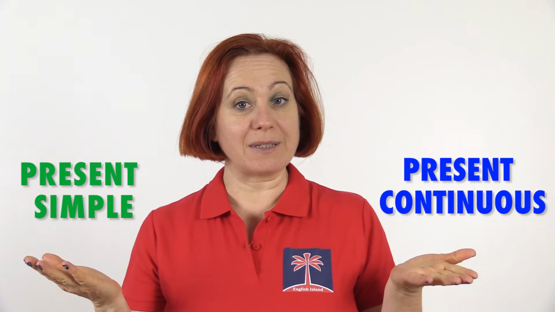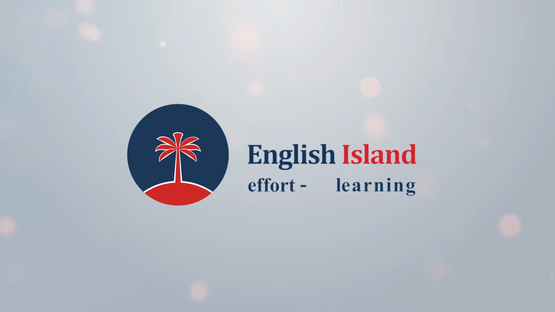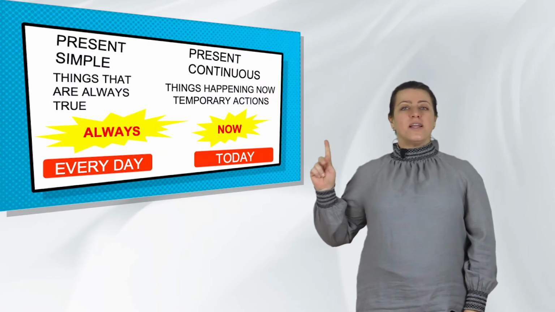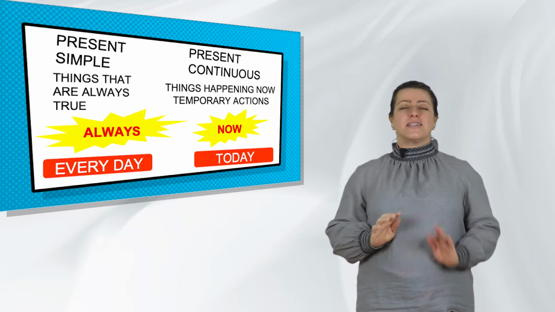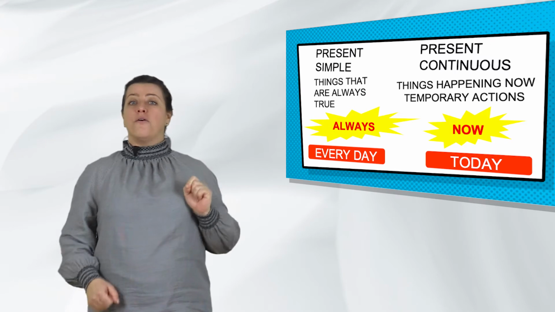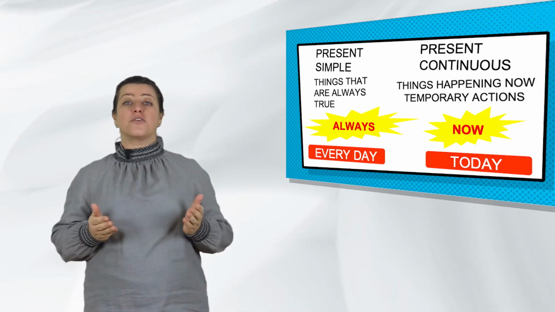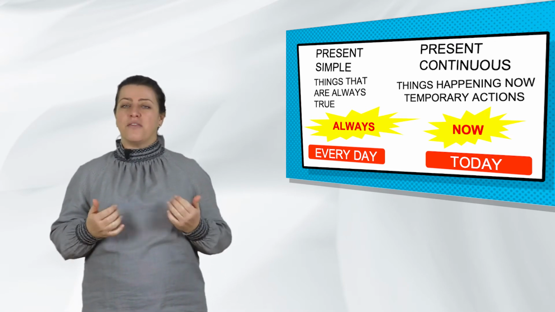Now, let's learn a little bit more about the differences between present simple and present continuous. Present simple or present continuous? Let's find out. When do we use present simple? For things that are always true. When do we use present continuous? For things happening now or for temporary actions. For example, this week, this month.